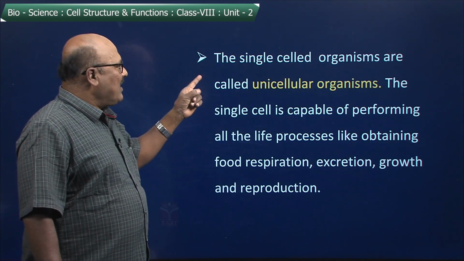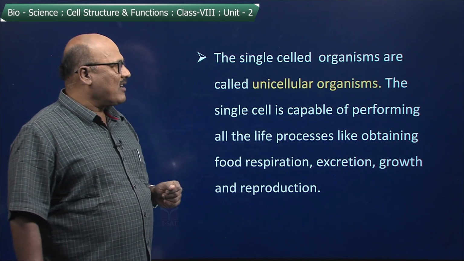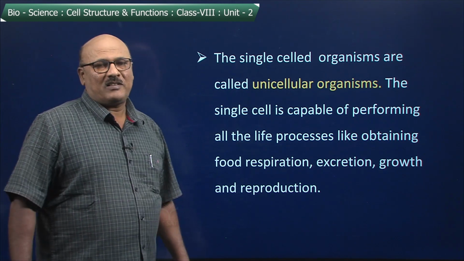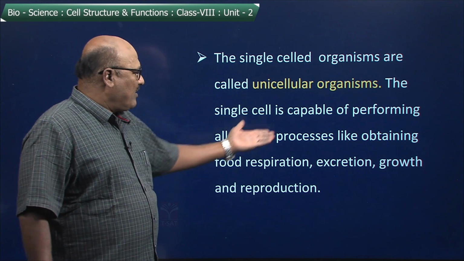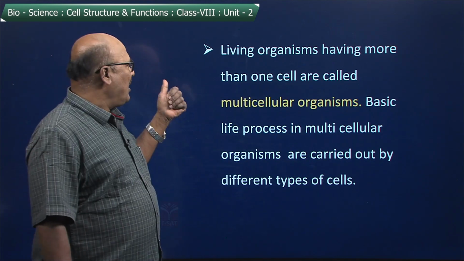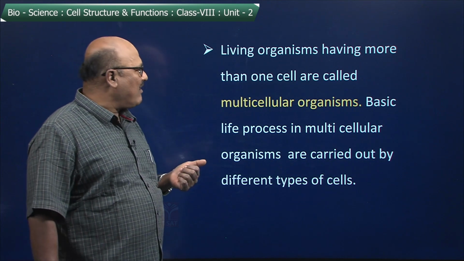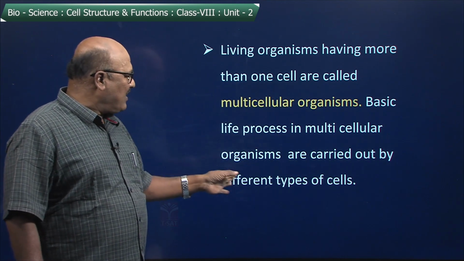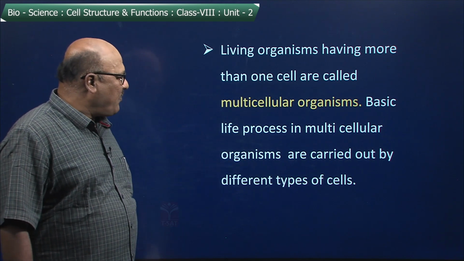The single celled organisms are called unicellular organisms. The single cell is capable of performing all the life processes. It can perform obtaining food, respiration, excretion, growth and reproduction. Living organisms having more than one cell are called multicellular organisms. Basic life processes in multicellular organisms are carried out by different types of cells.